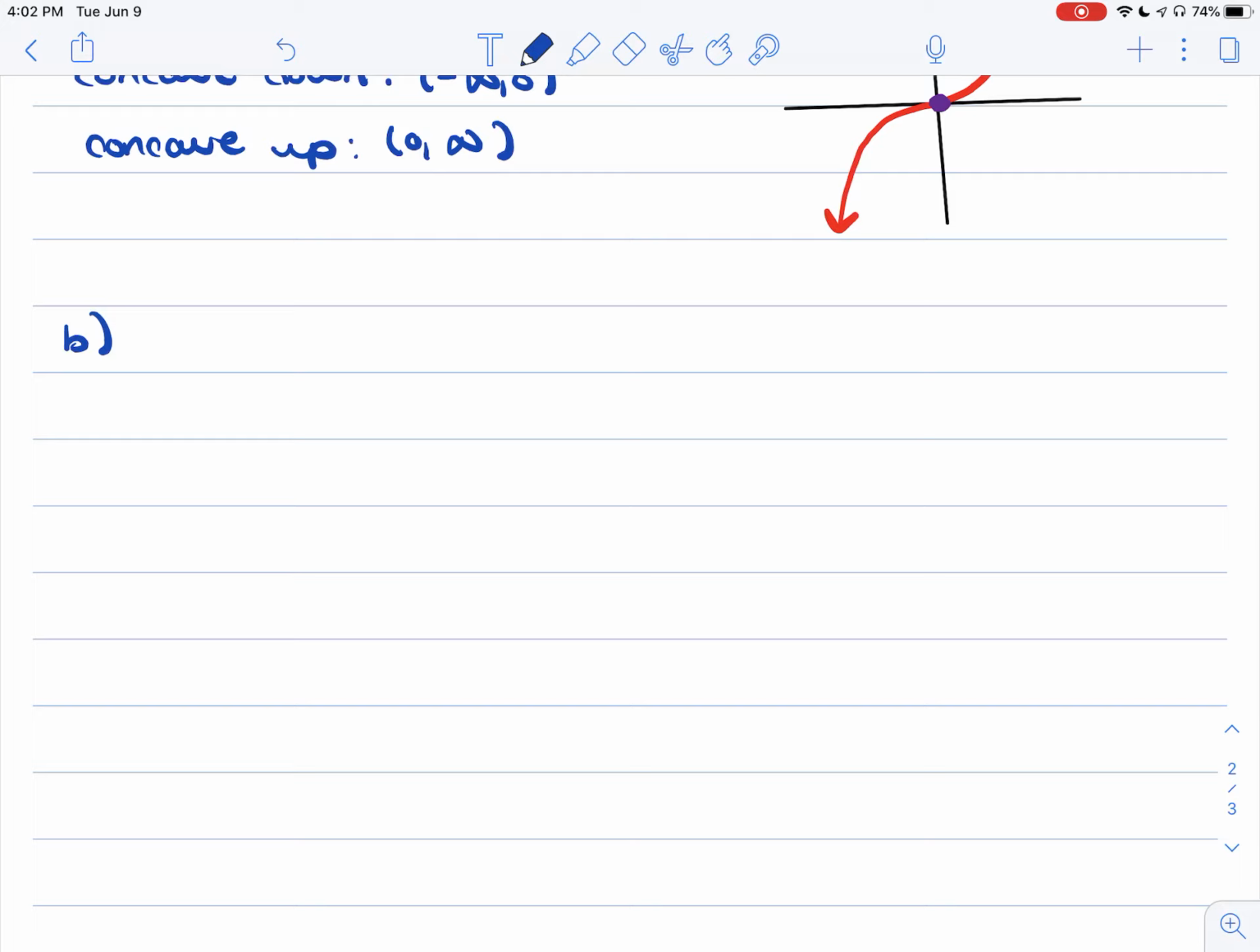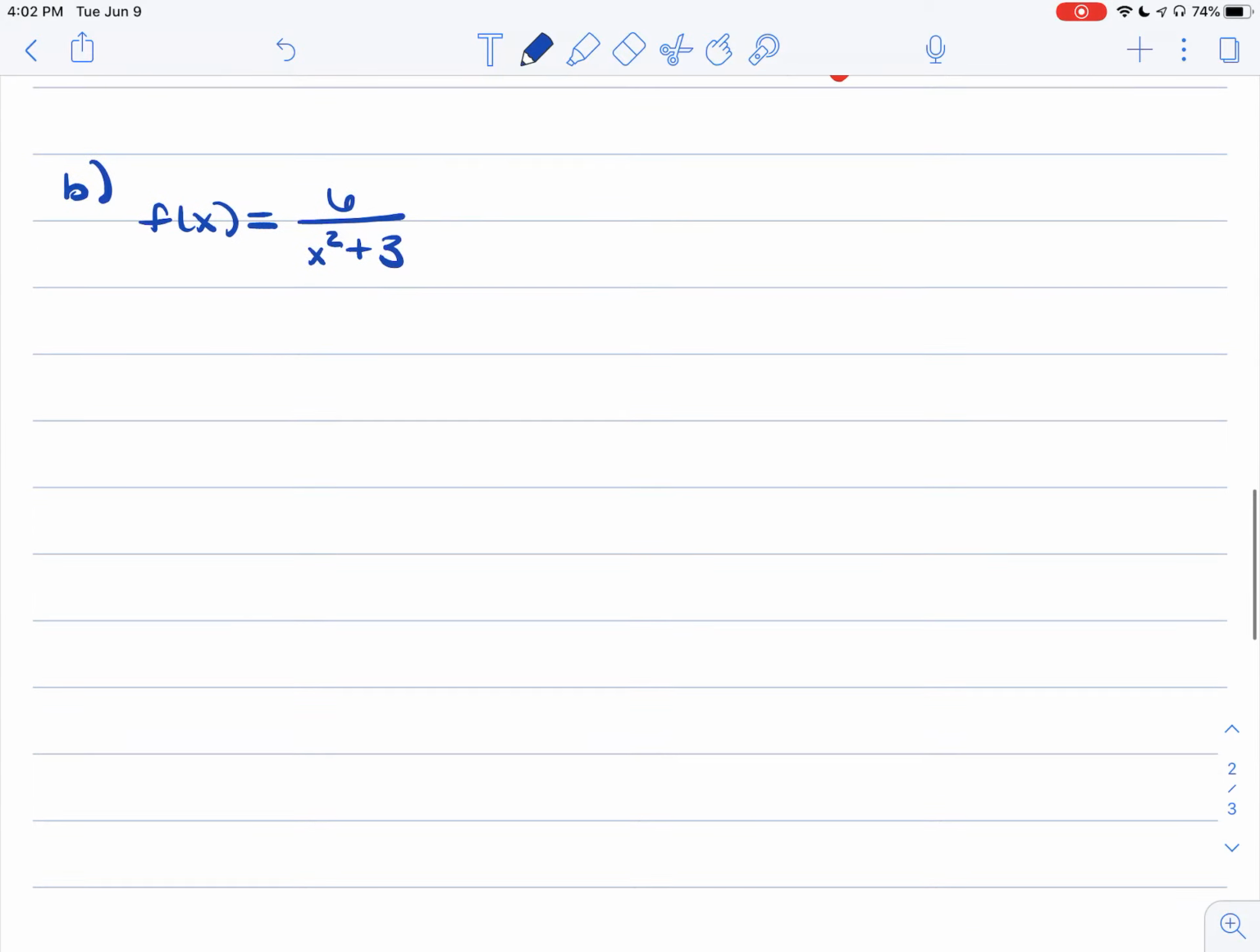Let's look at one that's a little bit more complicated this time. Let's try f of x is equal to 6 divided by x squared plus 3. All right, so again, to find our concavity, we need to find the second derivative. And on this function, we basically have two choices for how we want to go about finding our derivative. We could either use the quotient rule, since we're dealing with a fraction, or we could rewrite this function.